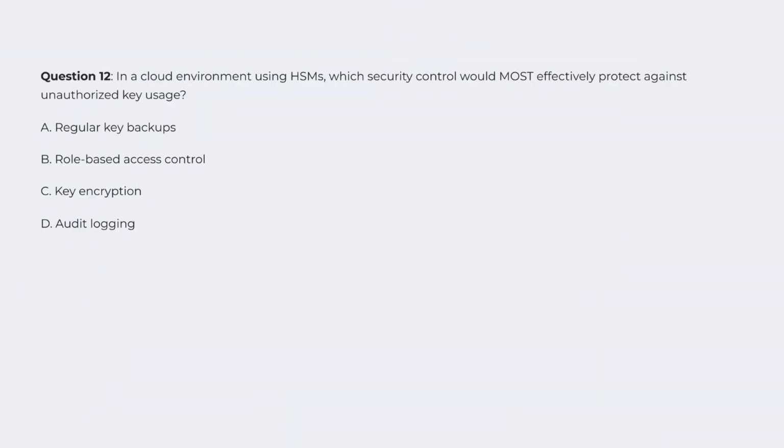Question 12. In a cloud environment using HSMs, which security control would most effectively protect against unauthorized key usage? A. Regular key backups. B. Role-based access control. C. Key encryption. D. Audit logging.